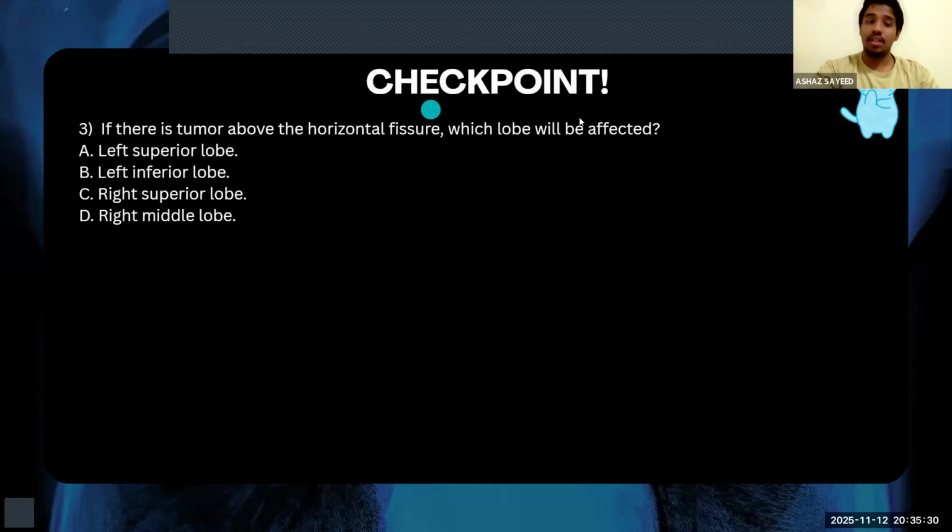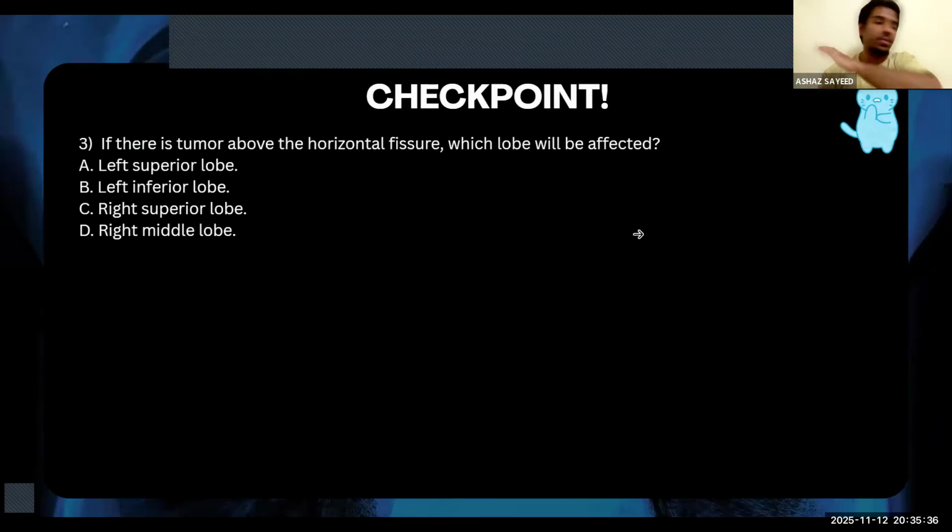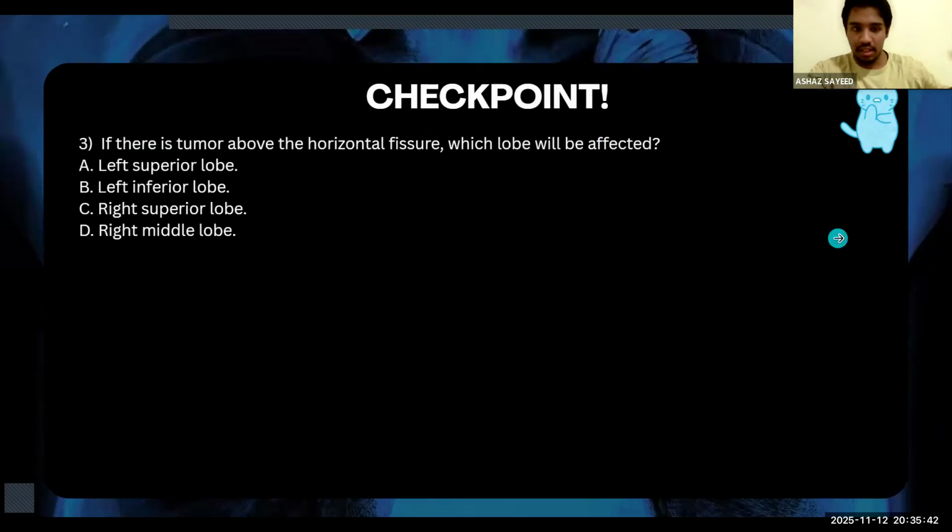See? Okay, you guys are right. Horizontal is only in the right. Whenever you see horizontal, the left options are getting eliminated. They are out of here. Okay? And if it's saying above the horizontal fissure, it's going to be the superior lobe. C is the right answer.